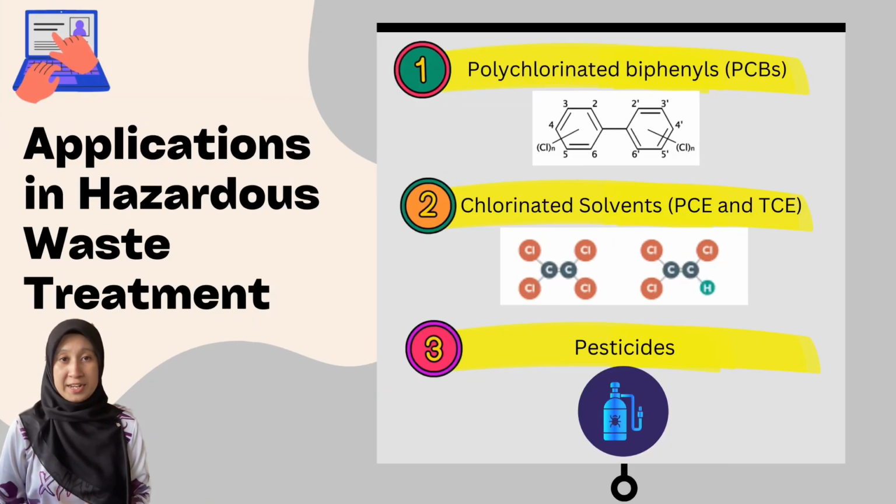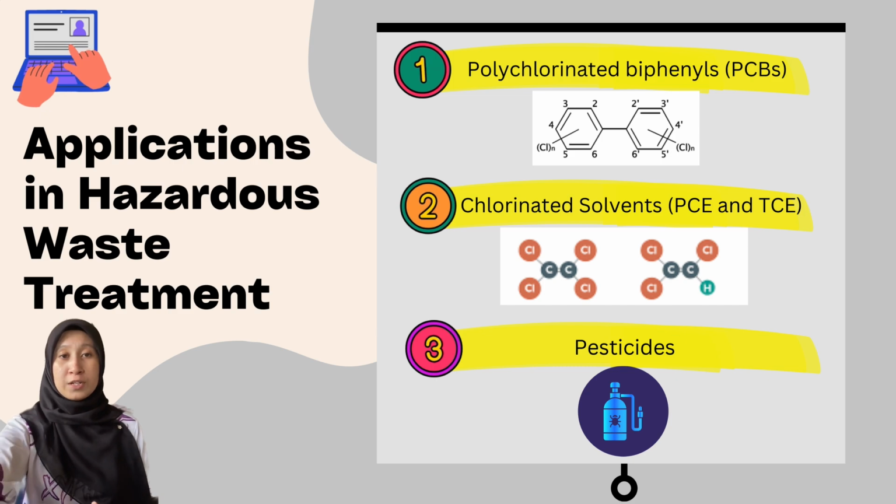Applications of dechlorination or dehalogenation in hazardous waste treatment. It can be used on PCBs or dioxins. Dechlorination is widely used to treat waste containing polychlorinated biphenyls, PCBs, and dioxins, both of which are highly toxic and persistent in the environment. The next one is chlorinated solvents.